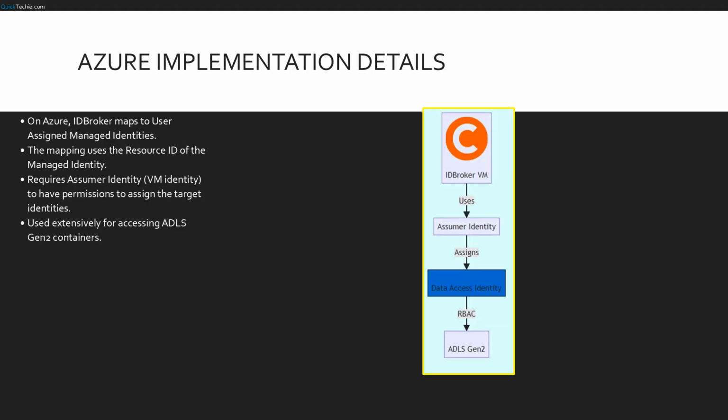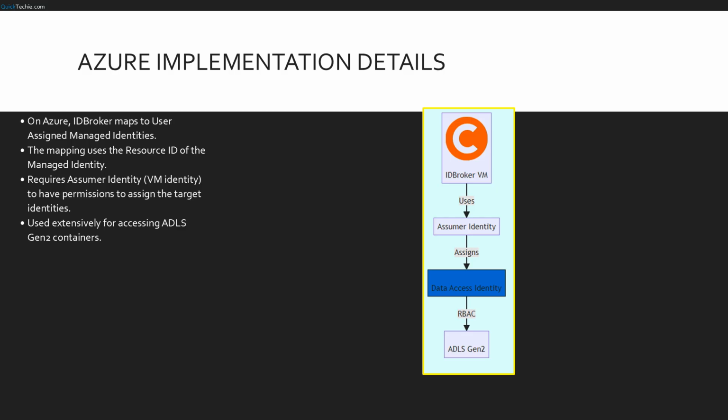On Azure, the concept is similar but uses managed identities. Instead of an ARN, you map a CDP user to the full resource ID of an Azure user-assigned managed identity. The IDBroker VM itself runs with a special identity called the assumer identity. This assumer identity must have the Managed Identity Operator role on the target identities to successfully perform the switch. This is crucial for accessing ADLS Gen2 containers securely. You typically define a data access identity that owns the data and map your users to it.